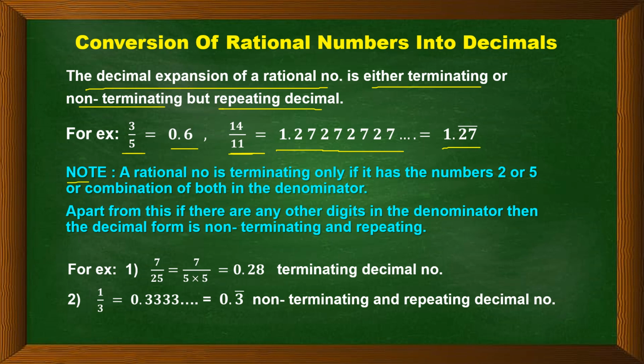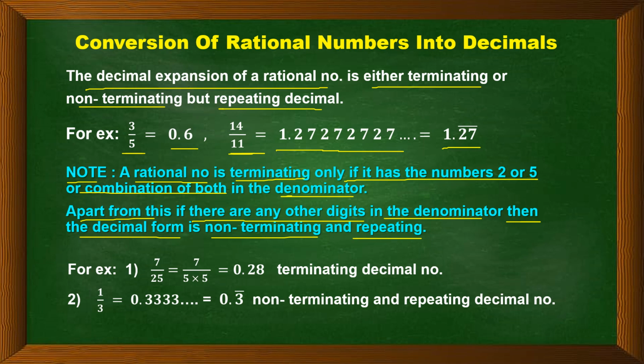Over here they are saying, note, a rational number is terminating only if it has numbers 2 or 5 or a combination of both 2 and 5 in the denominator. Apart from this, if there is any other digit in the denominator, then the decimal form is non-terminating and repeating. So basically it all depends on the denominator.